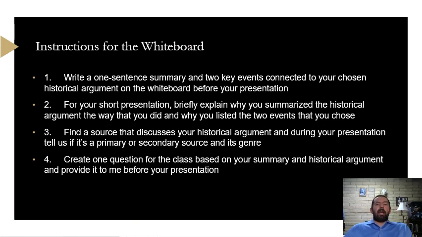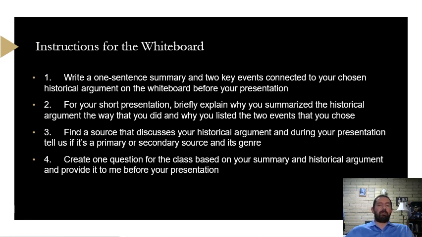So as I introduce the instructional activity to the class, I would have these instructions on the whiteboard and we'd go over them. It would just talk about that they need to write the one sentence summary and the two key events, and what they're going to do is write them on the whiteboard before the presentation. Then I'll tell them that they need to explain why they summarized the historic argument the way they did and why they listed those two events.